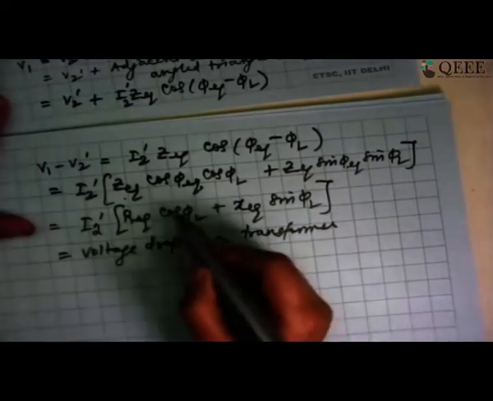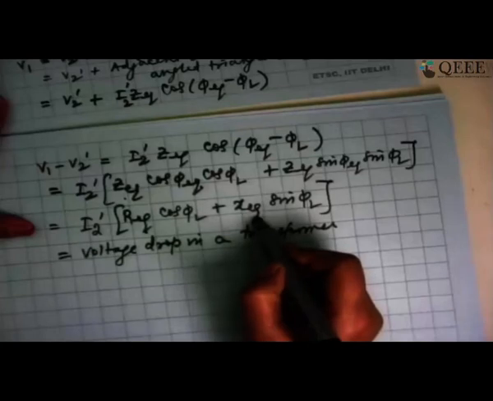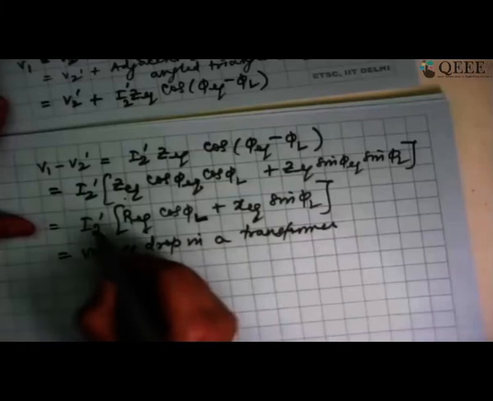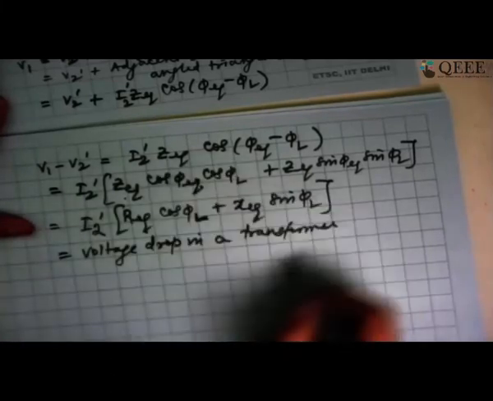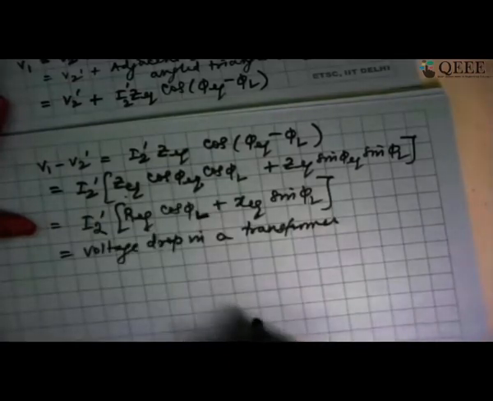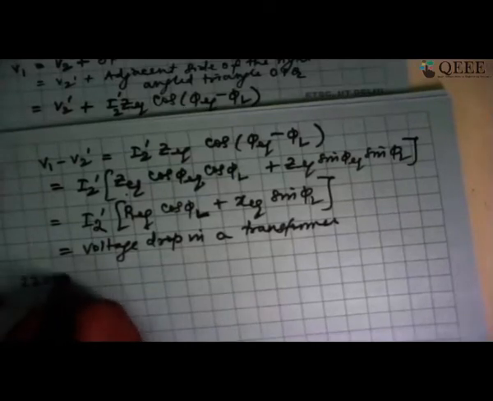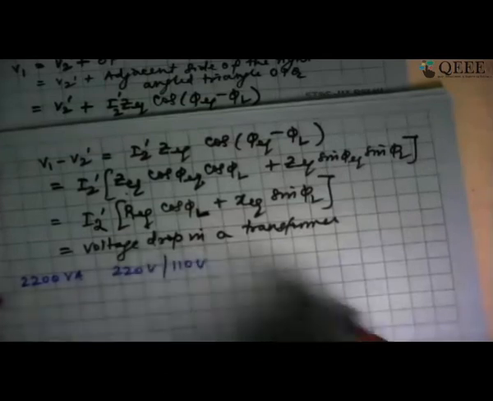So if I have the R equivalent value, the X equivalent value, the power factor of the load, and the percentage load, I should be able to get the voltage drop in a transformer. Let us take, for example, again the same 2200 VA, 220 volts by 110 volts transformer.